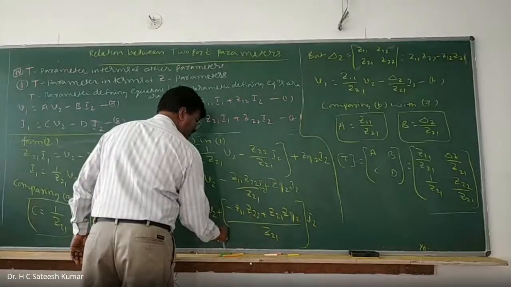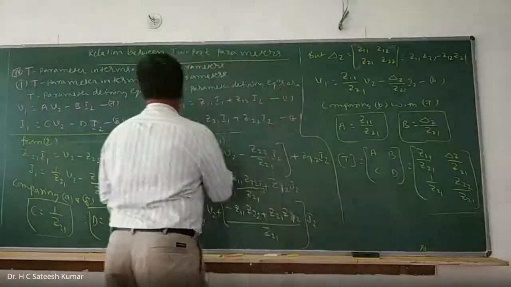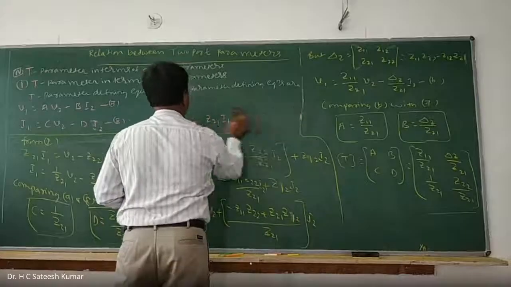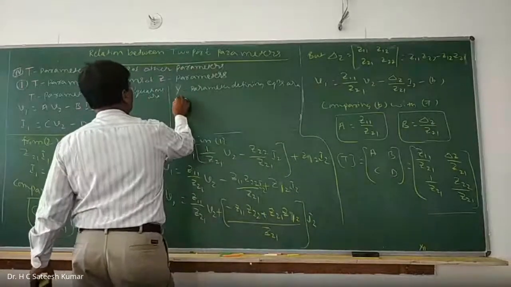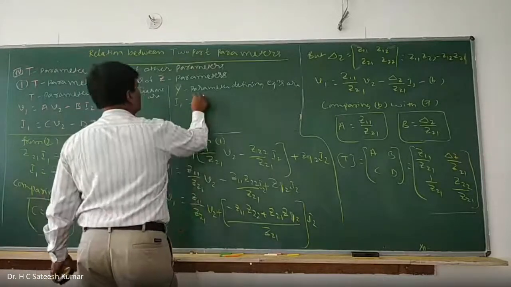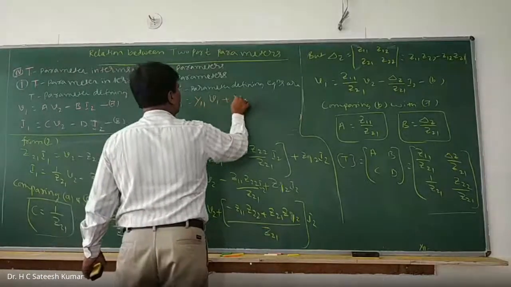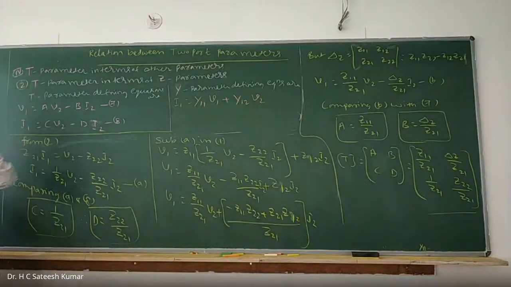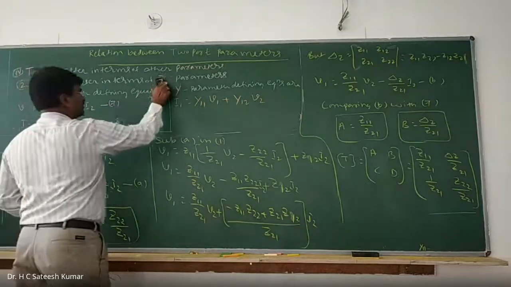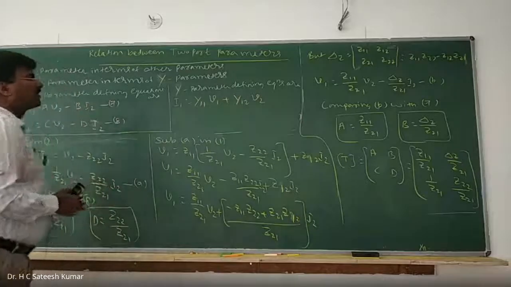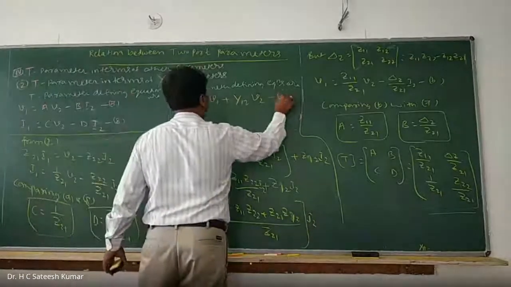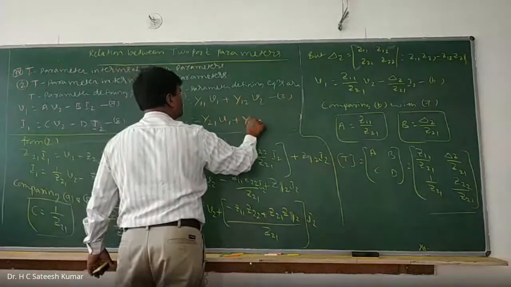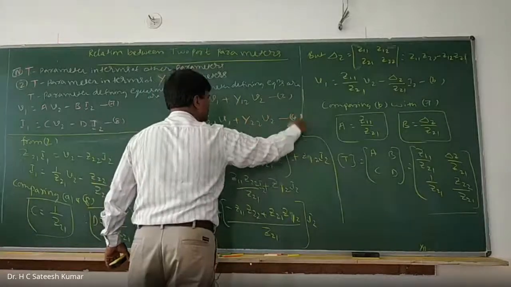T parameter in terms of Y parameter. The Y parameter defining equations are I1 is equal to Y11 into V1 plus Y12 into V2. This we call equation number 3, and I2 is equal to Y21 into V1 plus Y22 into V2. We call this equation number 4.